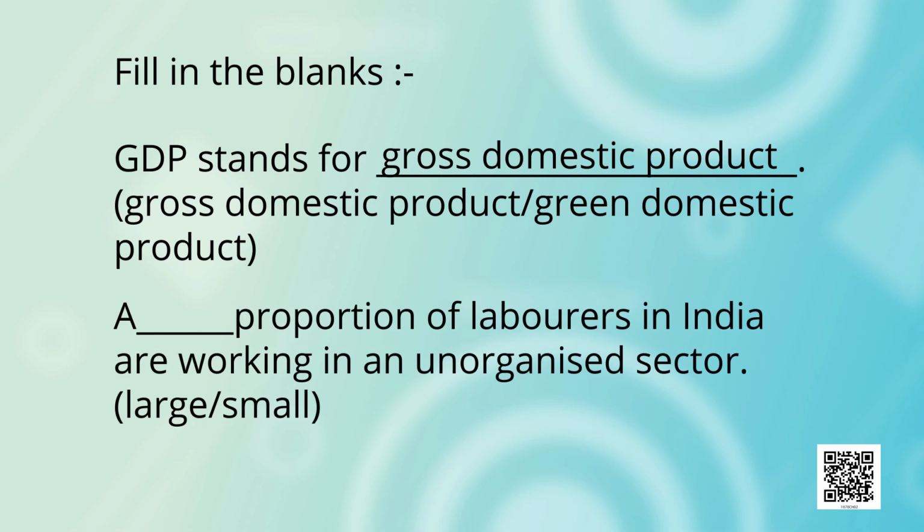Look at the fifth sentence now. A dash proportion of laborers in India are working in an unorganized sector. Large or small? Correct, large. A large proportion of laborers in India are working in an unorganized sector.